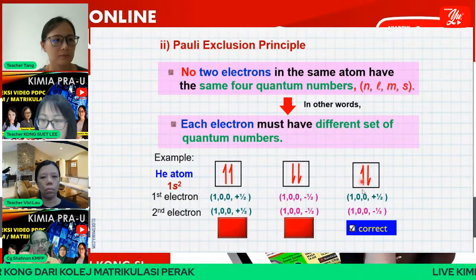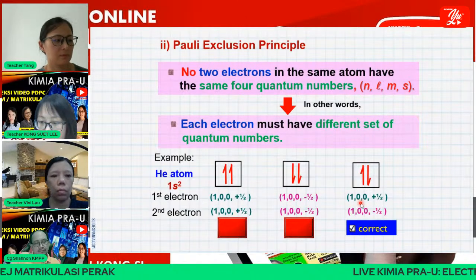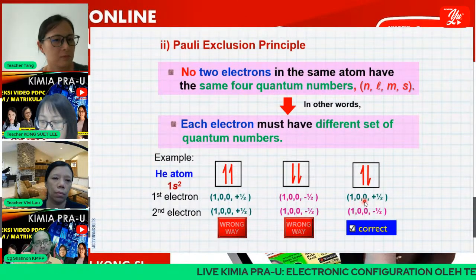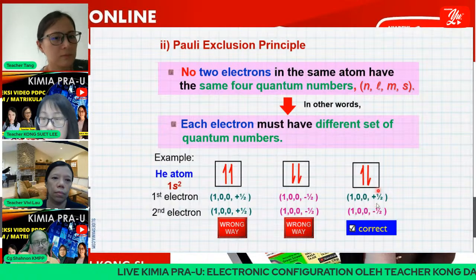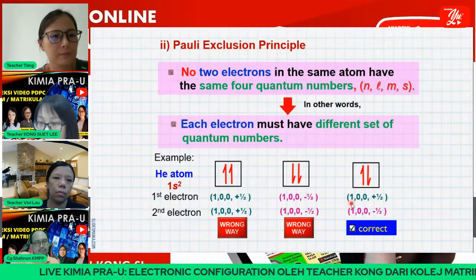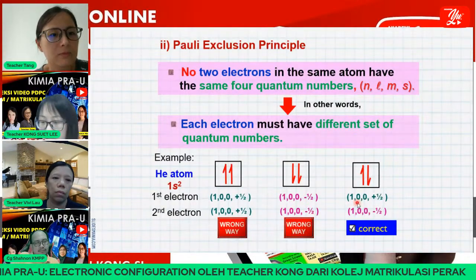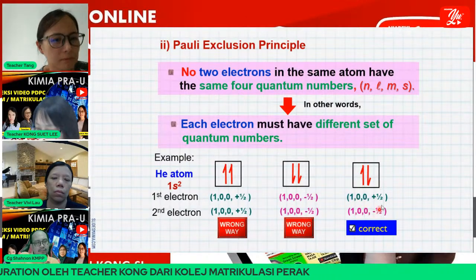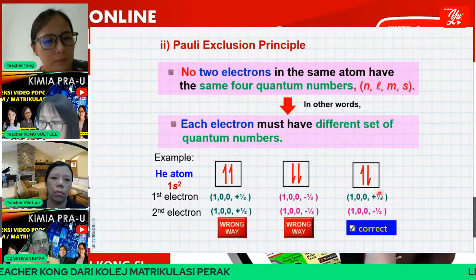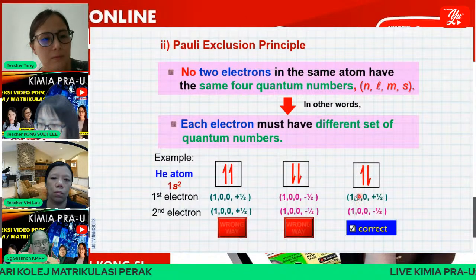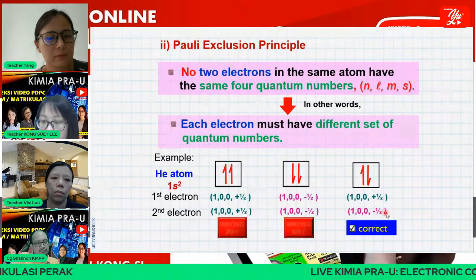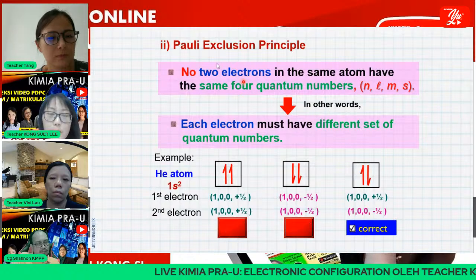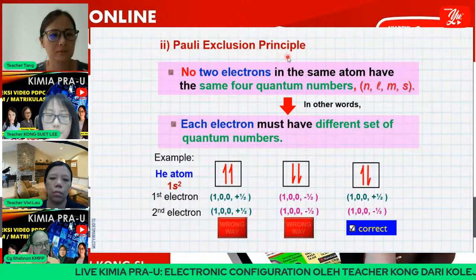So even though they have the same n, l, m values, the s is different. Although n equals 1, l equals 0, and m equals 0 are the same, the s equals positive half and negative half. So if we check the set of quantum numbers of these 2 electrons, it is different. This is what the Pauli exclusion principle states.